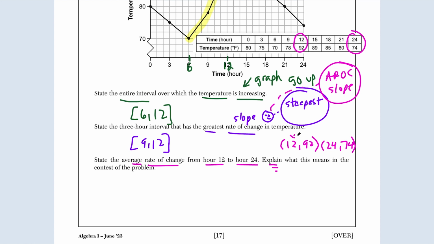So if I label this as x1, y1, and I label this as x2, y2, to find the average rate of change, which once again I'll abbreviate like this, it's equal to the difference of the y values. So we have 74 minus 92 over the difference of the x values, we have 24 minus 12. Now, one thing I like to do, because when we have to interpret what it means in the context of the problem, is I actually like to write the units. So notice that 74 and 92 were degrees Fahrenheit. So I'm going to write degrees Fahrenheit over here. Over the denominator, we're measuring time in hours. So I'm going to write the hours like this.